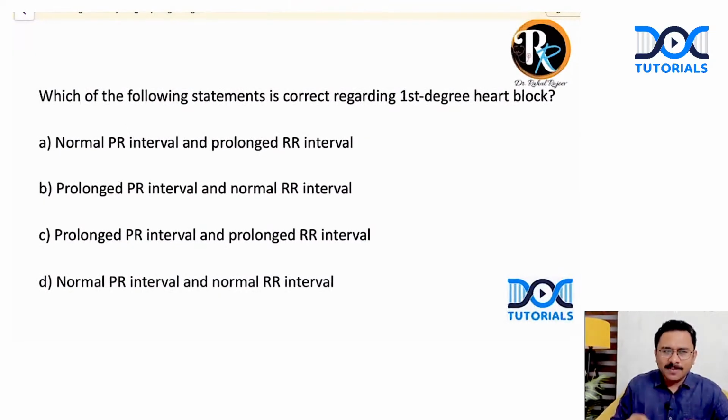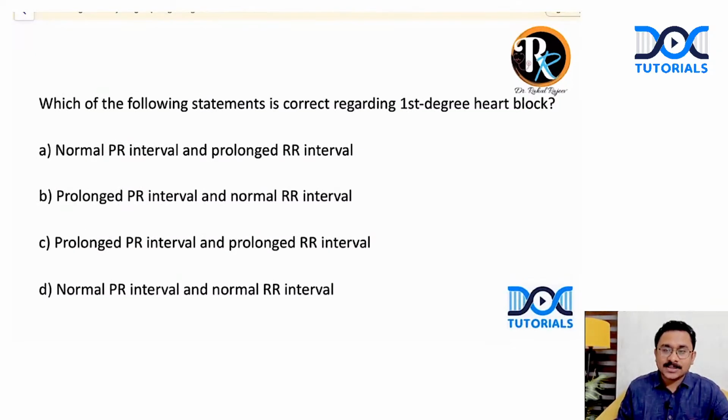Next, regarding heart blocks, I think two questions came from heart blocks. So the first one: which of the following statements is correct regarding first degree heart block? What do you think? Is it normal PR interval and prolonged RR interval, or prolonged RR and prolonged PR and normal RR? What do you think?